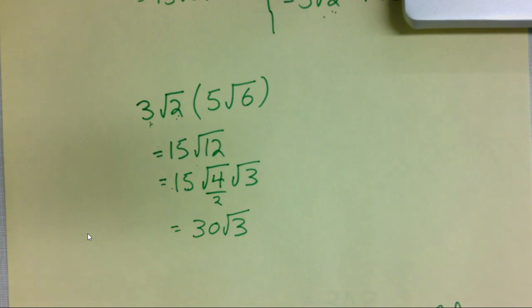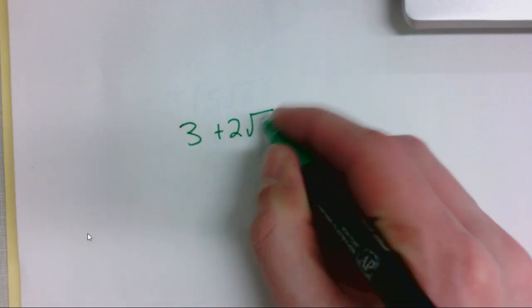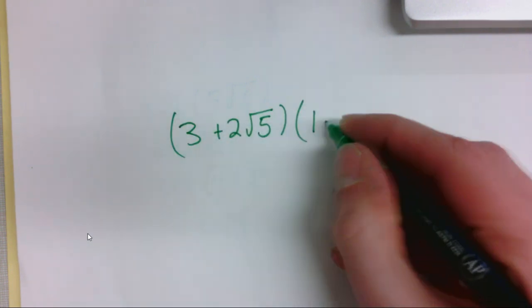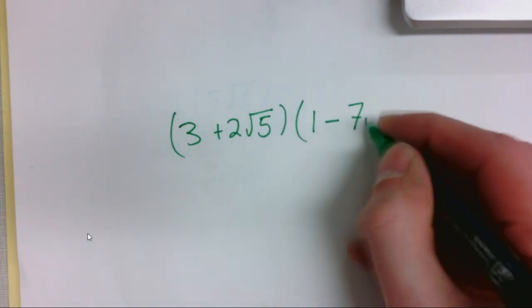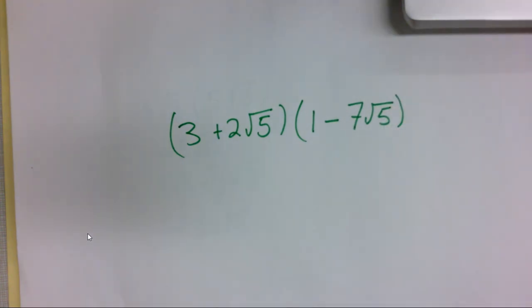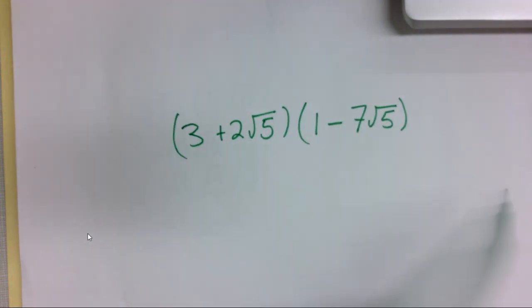And this can extend even further. Again, we're using the same patterns of multiplication. For example, let's do 3 plus 2 root 5 multiplied by 1 minus 7 root 5. This looks very similar to how we always multiply binomials. I have 2 terms and 2 terms, so I'm going to FOIL.